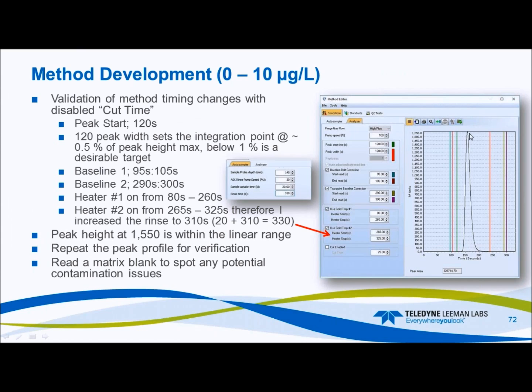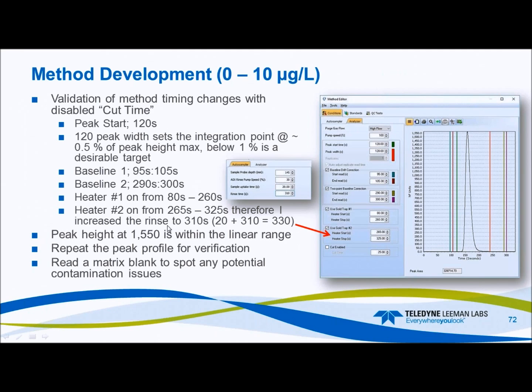Here it is at 1500 or 1600 units in height. I'm below my nonlinear, so I'm in good shape. The peak starts at 120 seconds. The peak width is 120 seconds wide. Everything looks really, really good.